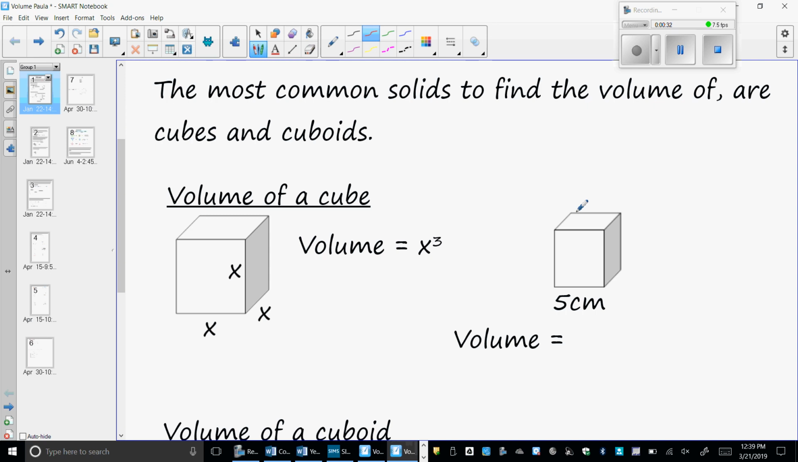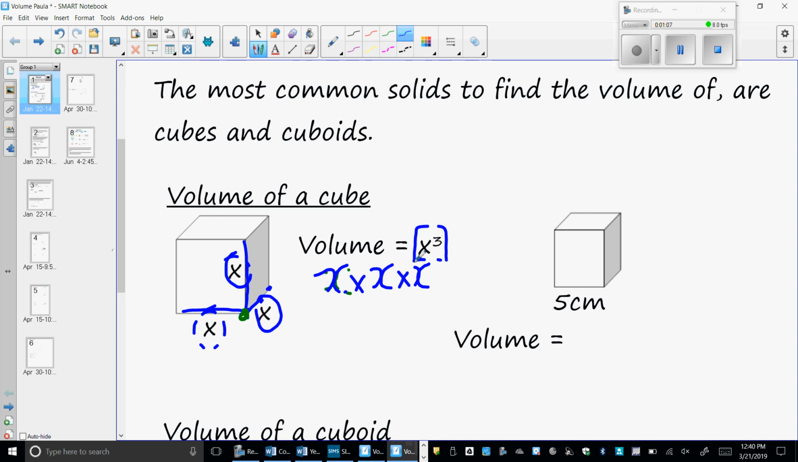Now we know that a cube has all of its side lengths the same, so we've labelled them all x. To find the volume, you're going to take one of these vertices. So I'm going to pretend that this green vertex here, and I would multiply the 3 measurements that meet at that point. Now, because they're all length x, the volume would be x multiplied by x multiplied by x, which we would usually write as x cubed.